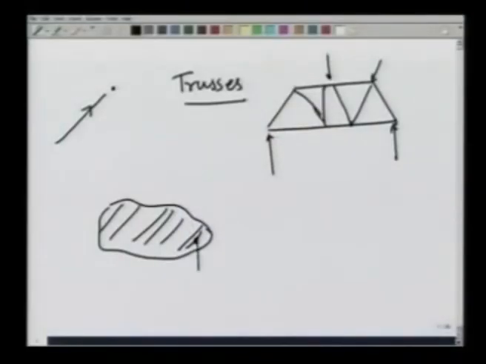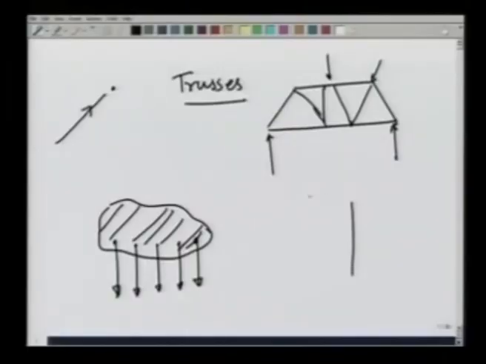However, in nature, the forces are distributed. For example, if I take an extended body and consider the gravitational force on it, on each point there is a force acting. Its net effect is felt at a certain point, which we know as the center of gravitation.